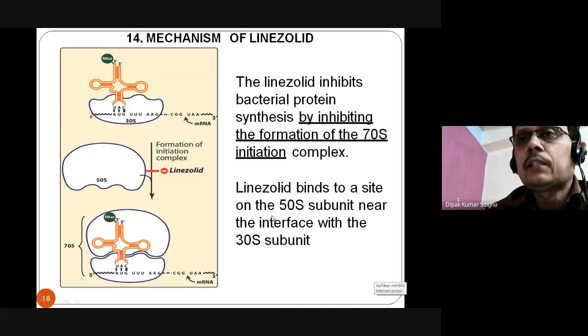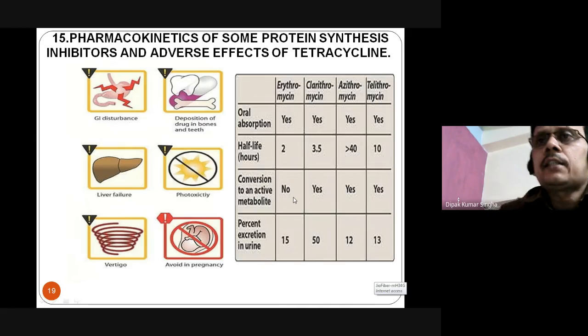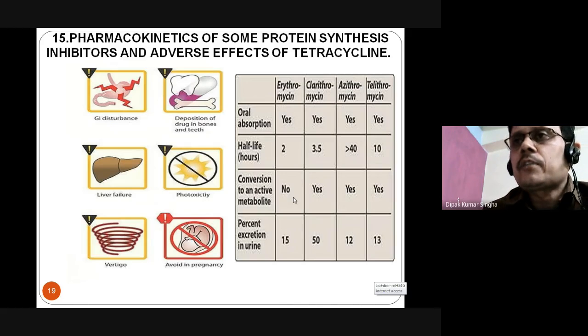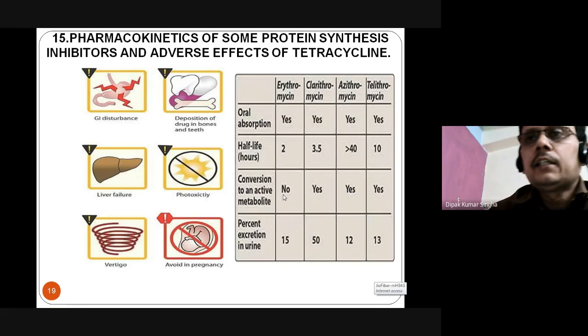Okay, next is the pharmacokinetics of some protein synthesis inhibitors and adverse effects. In case of erythromycin, clarithromycin, azithromycin, and telithromycin, all the macrolide groups of antibiotics, in case of oral absorption, yes.